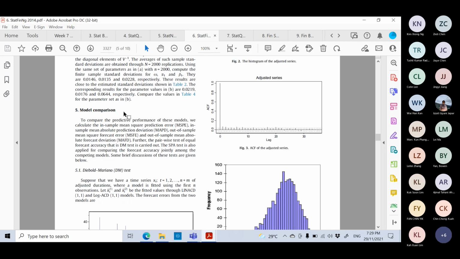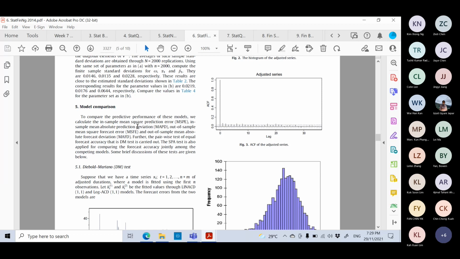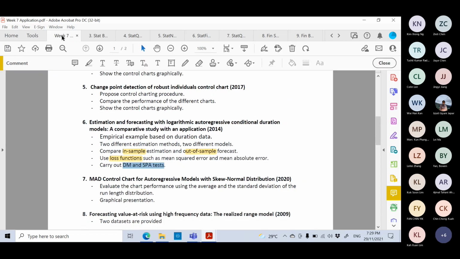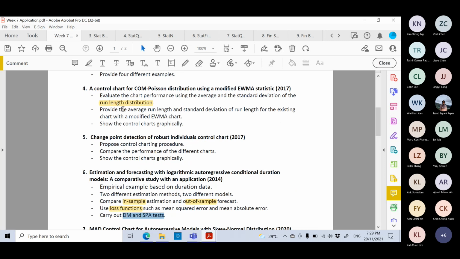So as I mentioned, we need to compare the in-sample performance and the out-of-sample forecast. At the same time, we carry out the hypothesis test to test how good our model is as compared with the other existing models. In this example, we have carried out a few tests, but this may not be compulsory. We put in different tests and different loss functions just to justify the applicability of the techniques.